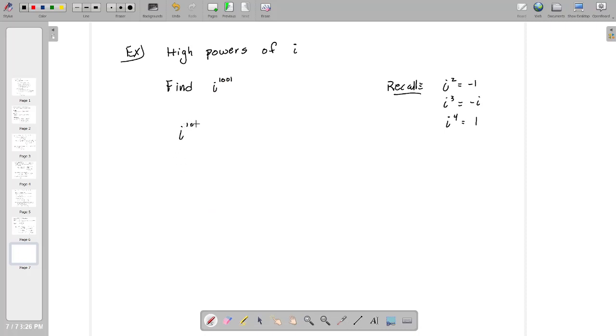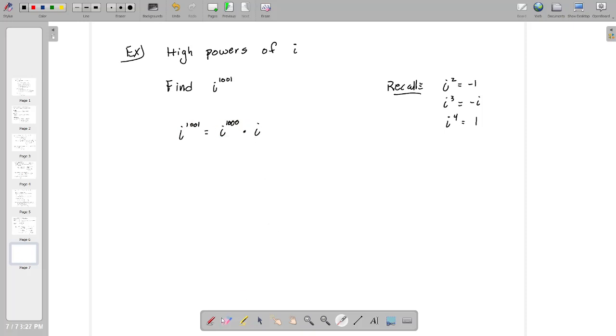So i to the 1001 power is equal to i to the 1000th power times i. Remember, when we have the same base and we multiply, we add the exponents. So I can break up a power into two things being multiplied together where the powers sum to the original power. So here I'm breaking up i to the 1001 power to become i to the 1000 times i.